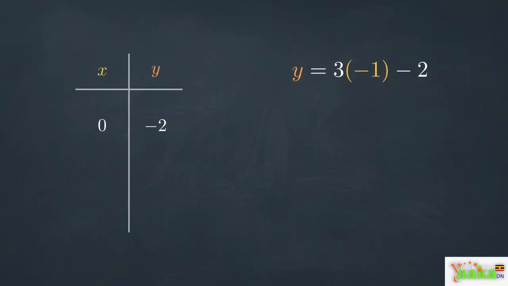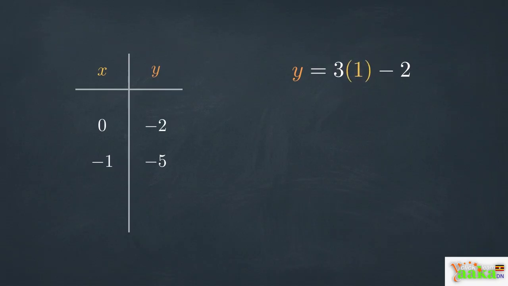You must be careful substituting negative numbers. If we choose an x value of negative 1, we multiply 3 by negative 1 to get negative 3. Subtract 2 more, landing at negative 5. Our second point is (-1, -5).